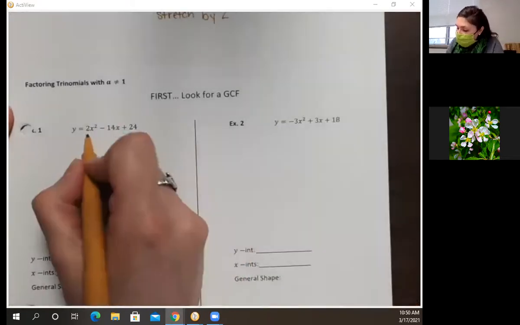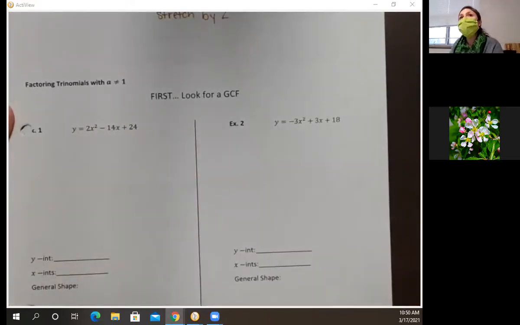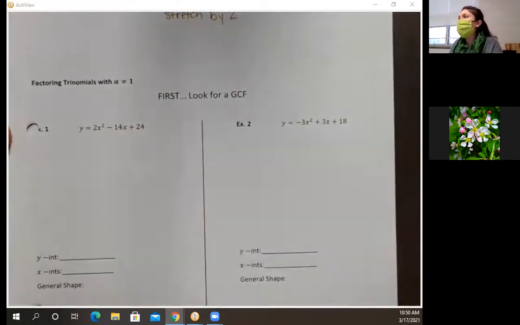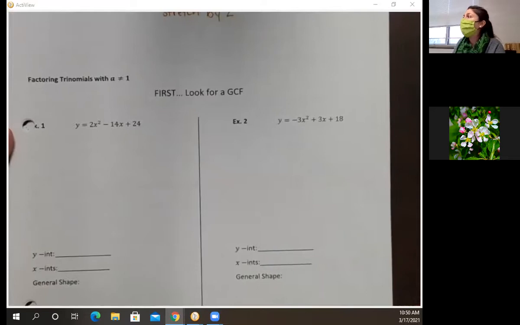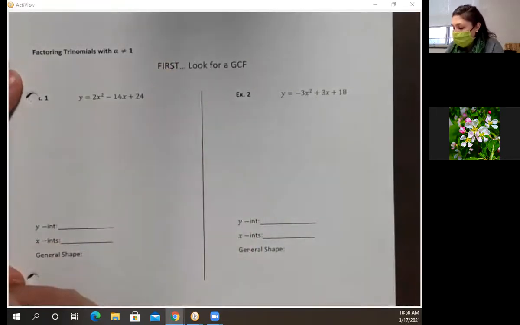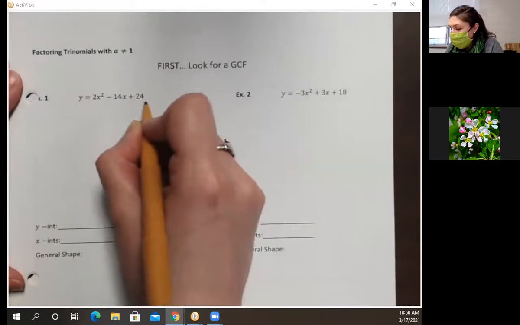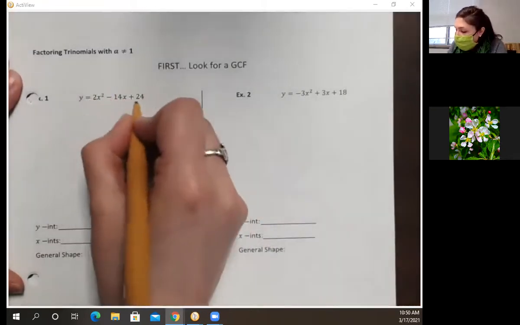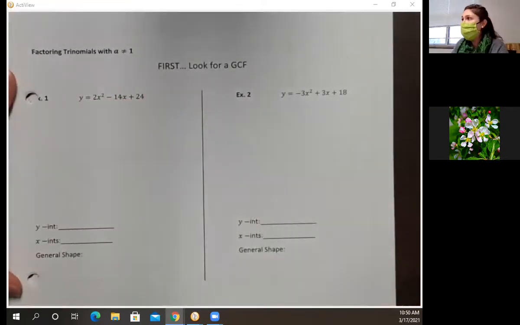So when that a value is not 1, the first thing I want to look to see is whether that a value is a GCF, or a greatest common factor, for every term in my function. Could I evenly divide every term in my function by that value of a? If I look at example 1, our a value is 2, b is -14, and c is 24. All even numbers, yeah? That means that all of these numbers could be evenly divided by 2.